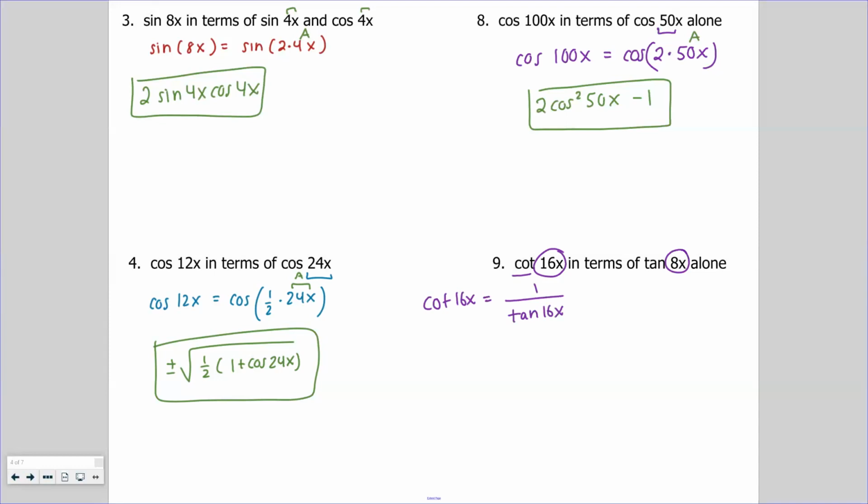Okay, so we've handled turning cotangent into tangent. One step, use the reciprocal property. We've got cotangent into tangent now. The next step is trying to get that angle rearranged into 8x.